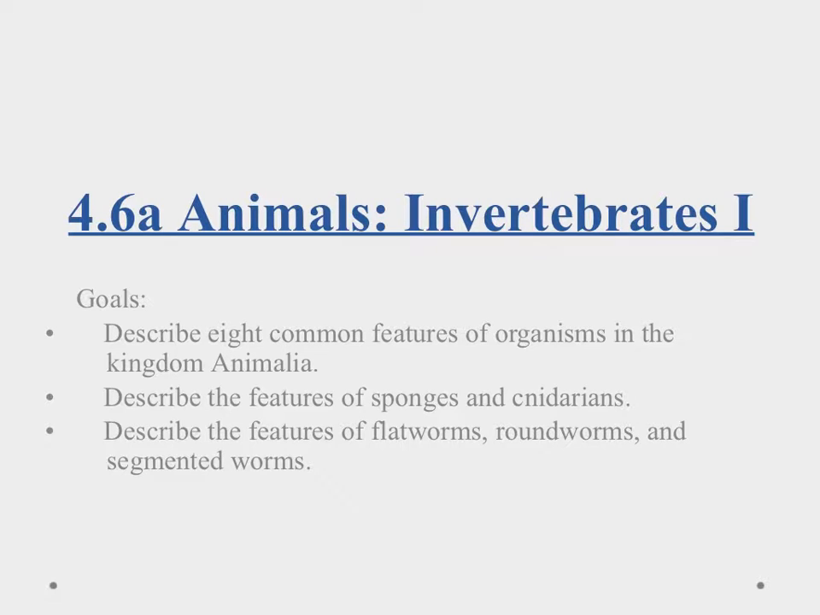In this video, we will describe the 8 common features of organisms in the kingdom Animalia, so what makes them an animal. And then finally, we will describe features of sponges, cnidarians, flatworms, roundworms, and segmented worms.